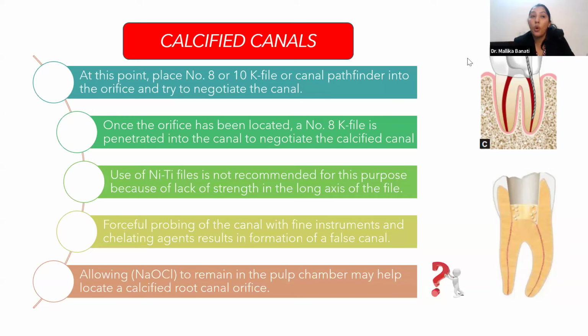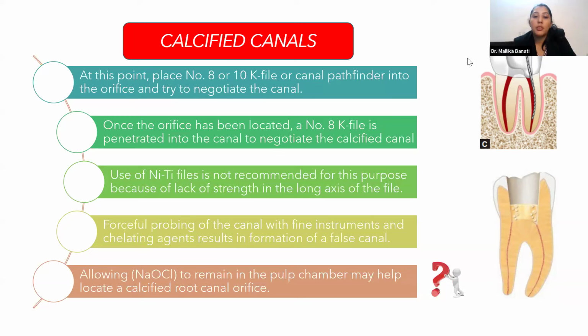Use of Nitinol files is not recommended in canal calcified cases. It is completely contraindicated. Why? Because there is no strength in those files. Those files will follow the paths that you give. But in such cases, we need strength, right? We'll be trying to poke in every particular direction and try to force the file into the canal a little to see if it's getting stuck somewhere. But that can't happen with the Nitinol file. Your file will separate. Forceful probing of the canal with fine instruments and chelating agents can obviously lead to formation of a false canal. You'll have a transportation. That is not something that we want.